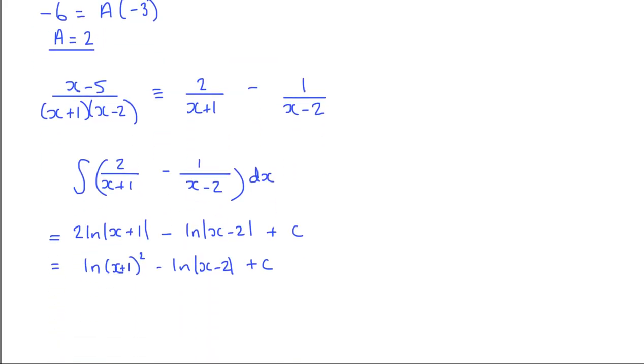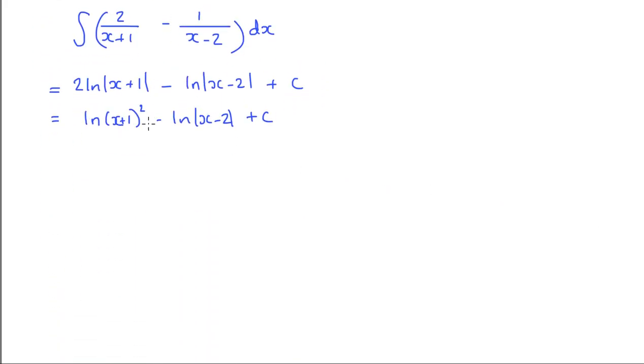then we can use our rule for subtracting 2 logs, which would become a divide. So I'm going to have to reintroduce the modulus sign in case the bottom is negative. So that would be x plus 1 squared over x take 2. Now I wouldn't suggest you do those last couple of steps unless it's specified in the question. If it just said find the integral, I would stop here.